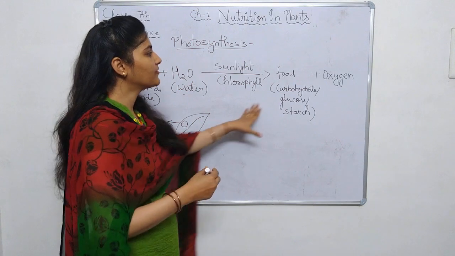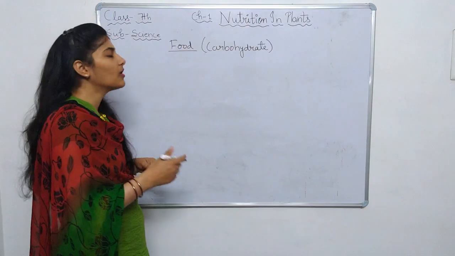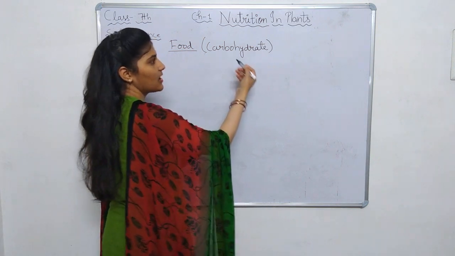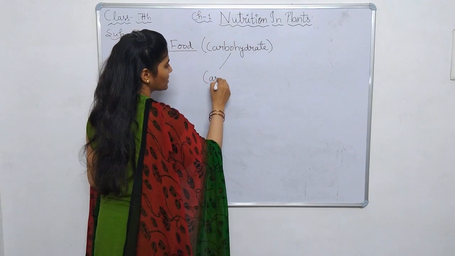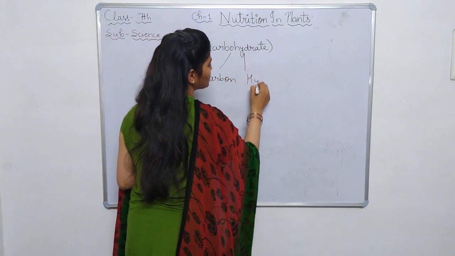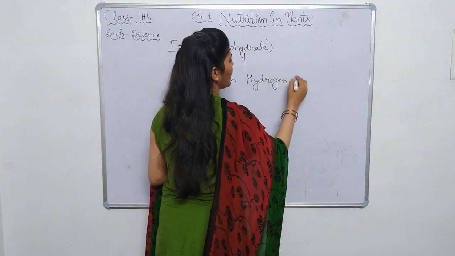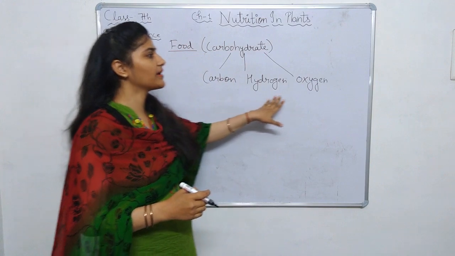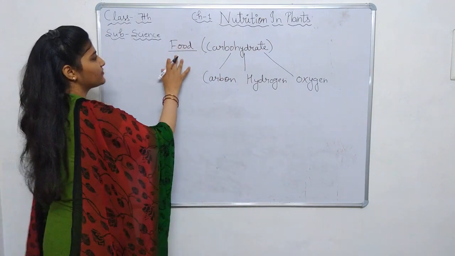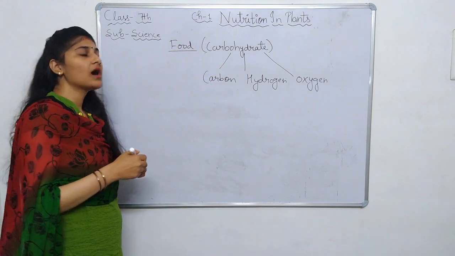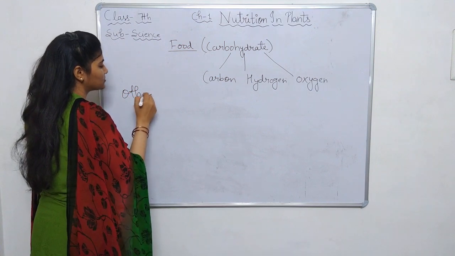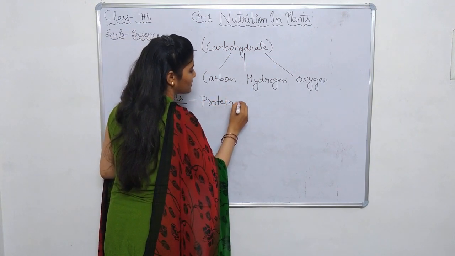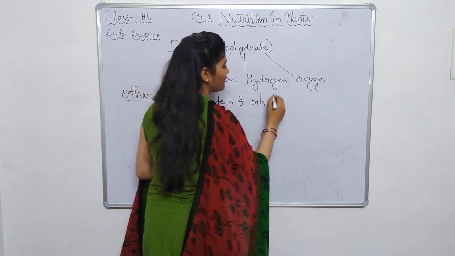Now, let us understand the food part of this in some detail. Okay, let us understand the food prepared by the process of photosynthesis. The food prepared is carbohydrate. Carbohydrate is made up of three things: carbon, hydrogen and oxygen. So carbohydrate is made up of carbon, hydrogen and oxygen. This food is basically prepared in photosynthesis. The other foods prepared by plants are also there. They are protein and oils, or you can say fats.